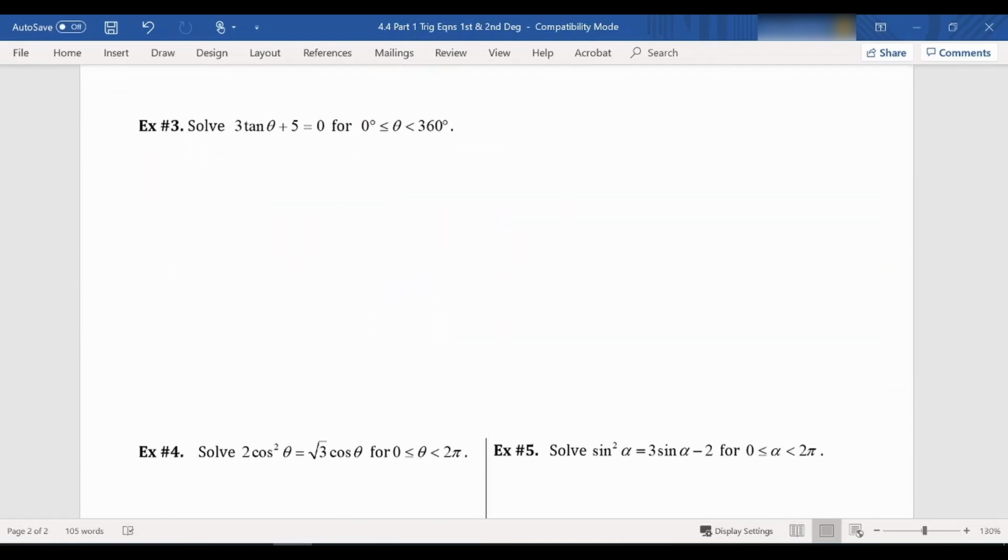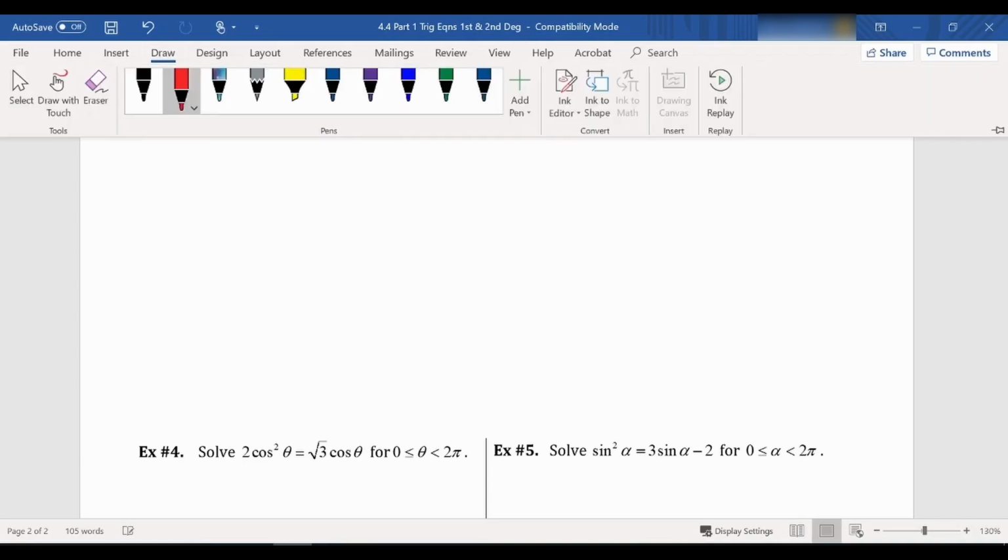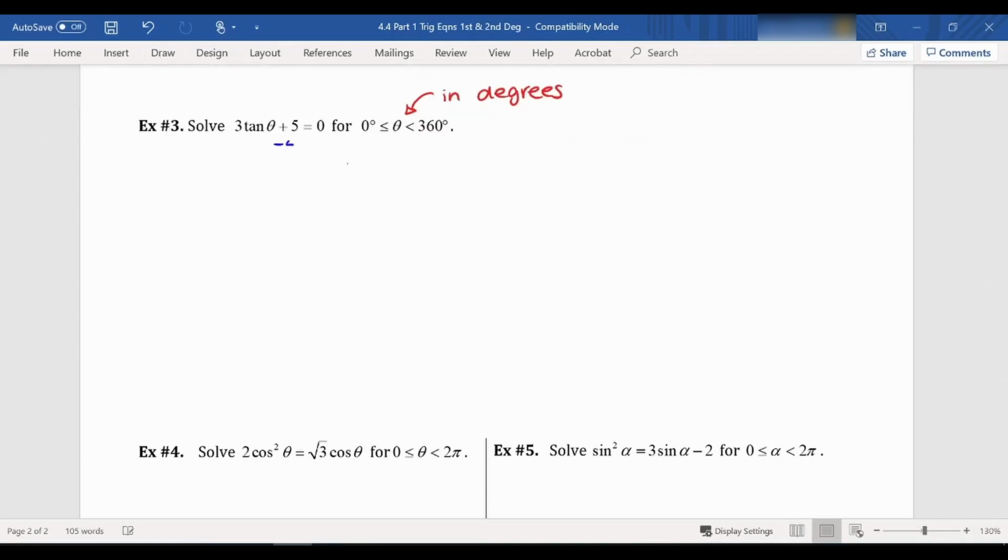We're going to do a couple more questions here that are a bit more complicated. All right. So the first one here is asking us to solve 3 tan theta plus 5 equals 0. And we are being told we are in degrees here. So first, I need to know what tan theta is equal to. So I need to isolate tan theta. So I'm going to subtract 5 from both sides. And then I can divide by 3. So I get tan theta is equal to negative 5 over 3.